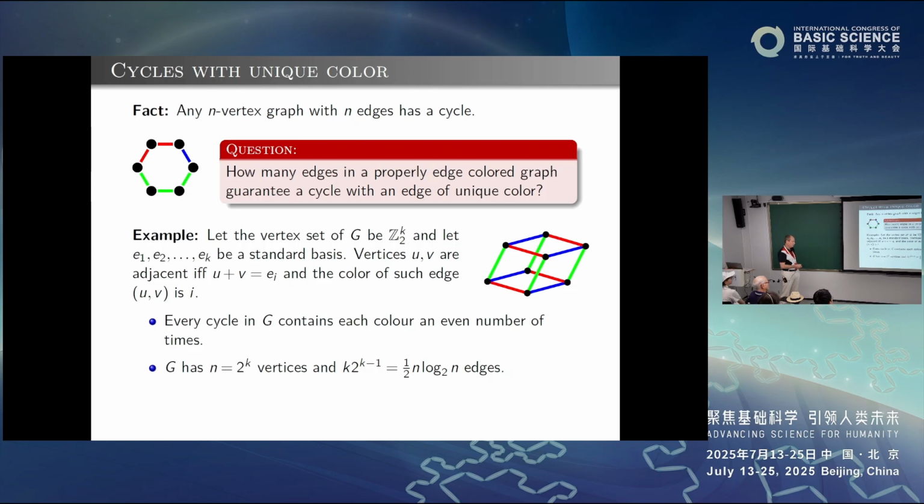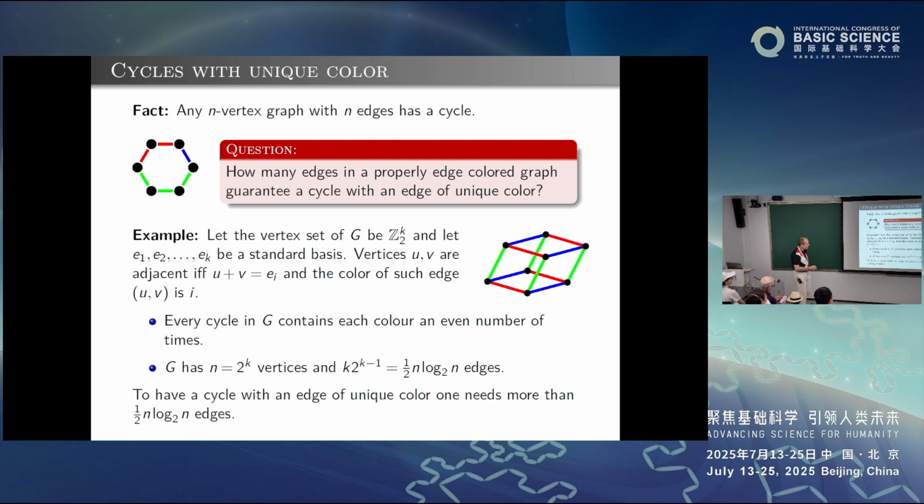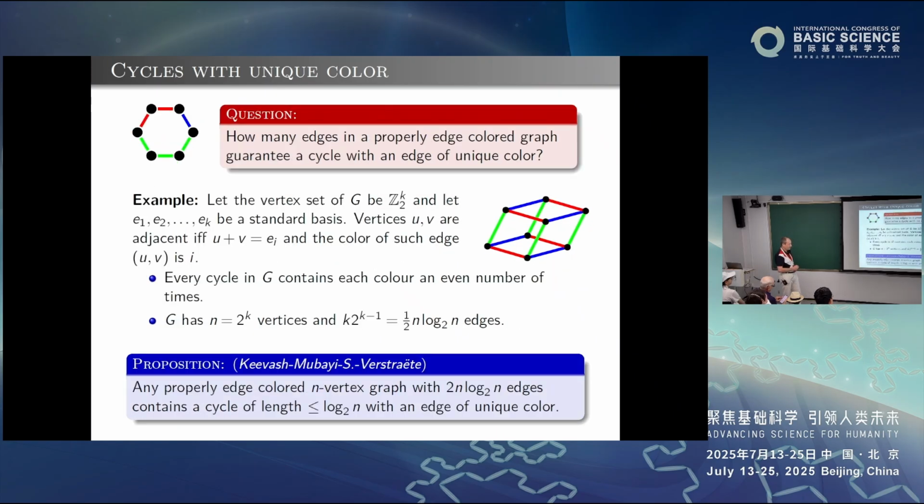We have 2 to the k vertices, this is our n, and we have roughly k times 2 to the k edges, because the degree of every vertex is k, so we have n log n edges. And as I said, there is no cycle with unique color. So the first result which I want to mention is that this result is tight. It's indeed the best possible bound.